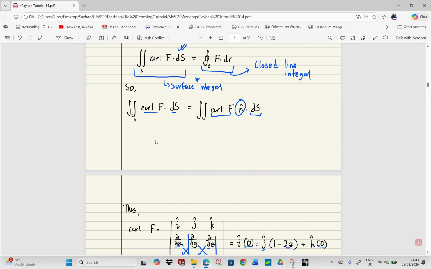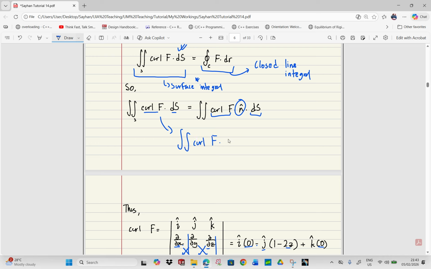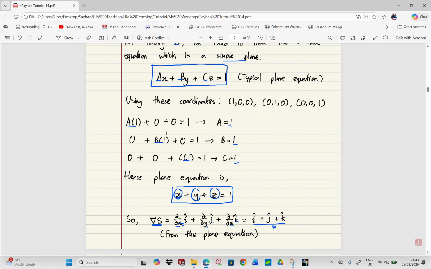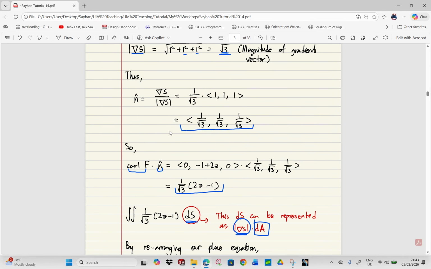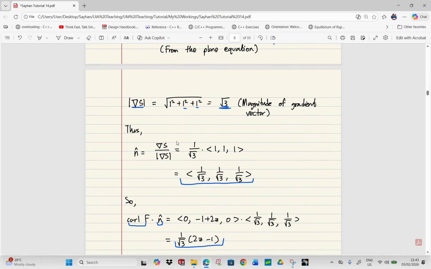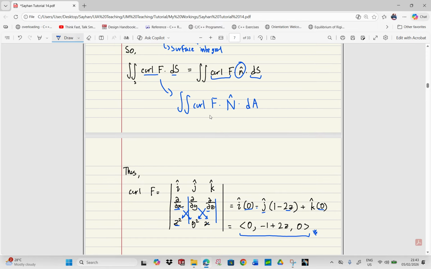Otherwise, what you can do is rewrite curl F dot dS as curl of F dotted with the normal vector n times dA, straight away. So you don't have to convert dS using the unit normal vector. You can do it like that, and you should get the exact same answer. We can derive this normal vector straight from the gradient of the surface itself. You don't have to find the unit normal vector and go through all the hassle.